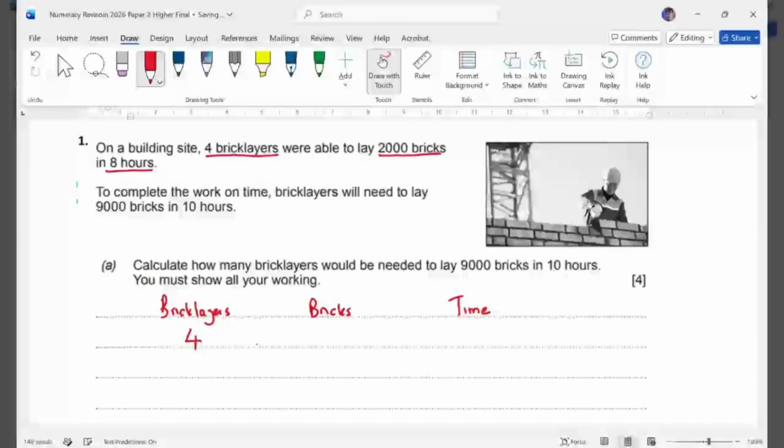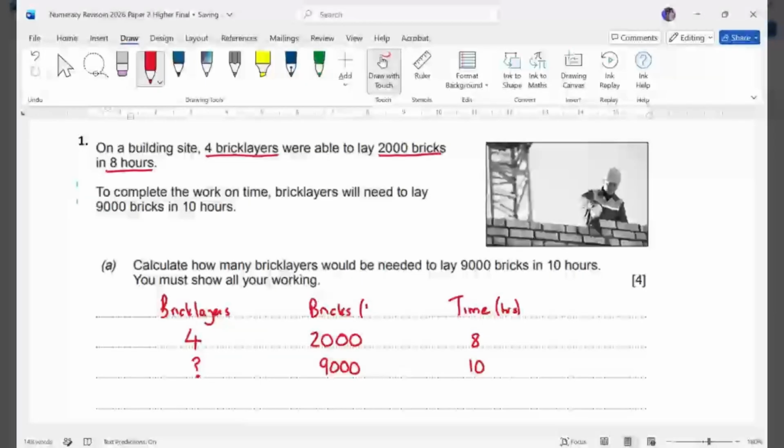And we will always be given a complete sentence to begin with. 4 bricklayers lay 2,000 bricks in 8 hours. You can write your hours. You know, we could put our units there, bricks. Well, the unit for bricks is bricks. Okay. Then we're given sort of an incomplete row. To complete the work on time, bricklayers will need to lay 9,000 bricks in 10 hours. How many bricklayers do we need to do that?